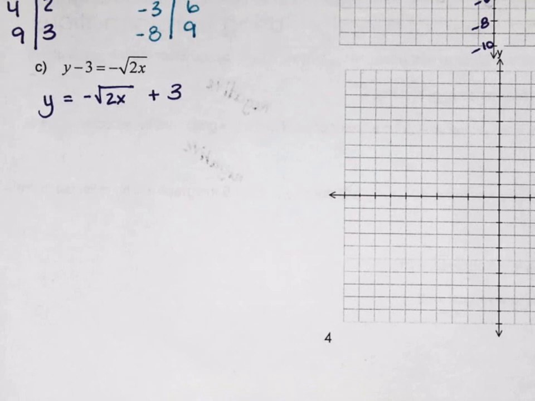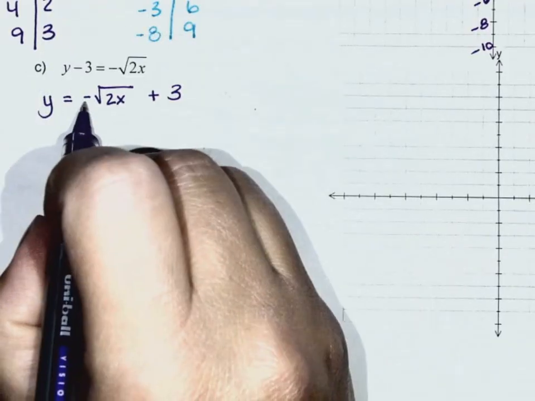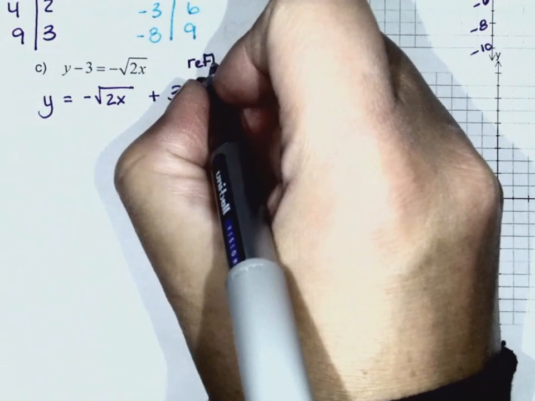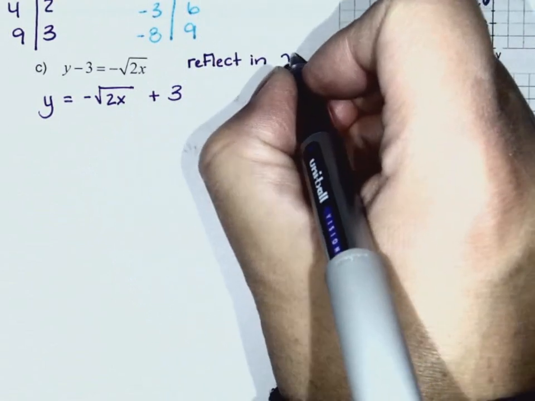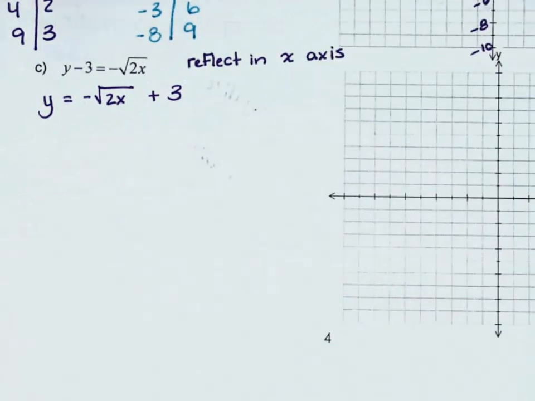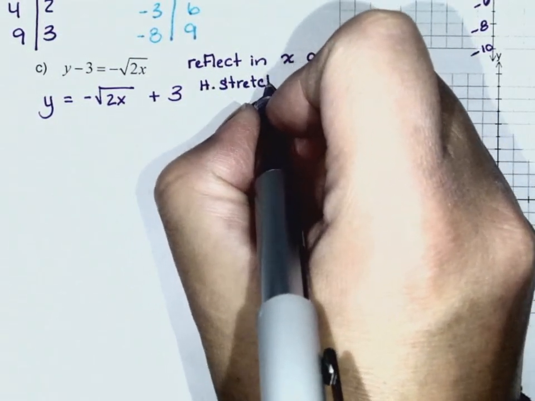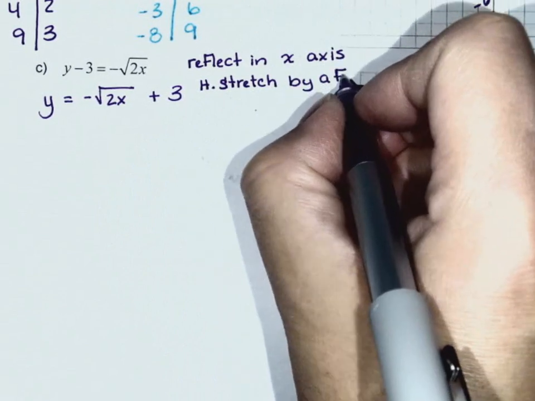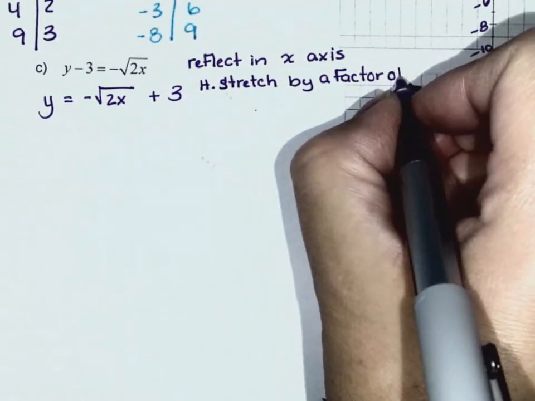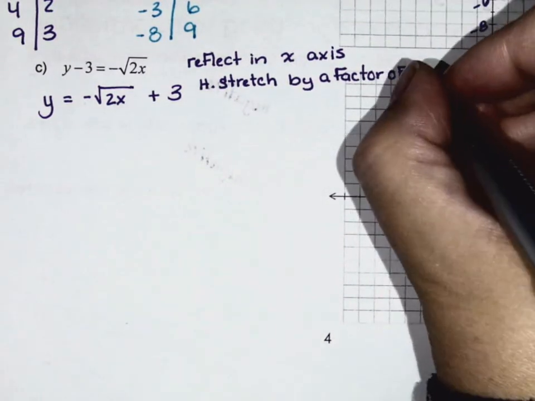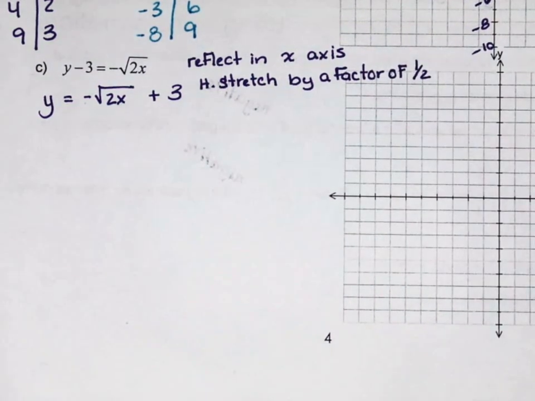The negative outside tells me what? Yep, reflect in x-axis. We have a horizontal stretch by a factor of how many? 1/2. Ladies and gentlemen, I got to tell you, if you were asked to describe, you need to use these words: horizontal stretch by a factor of. You need to use those words because that means you're multiplying.